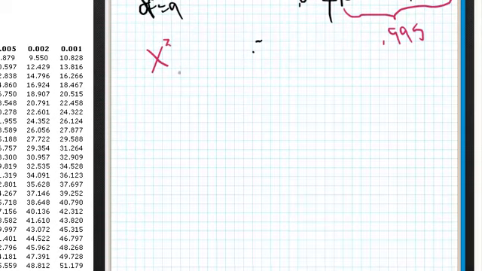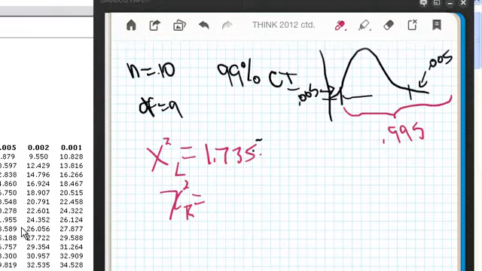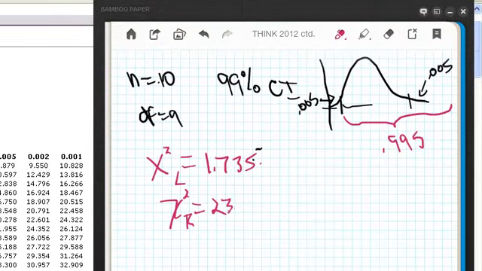So I know that chi-squared on the left is going to be, for 9 degrees of freedom, 1.735. And chi-squared on the right is going to be for 0.005, 9 degrees of freedom. Look at that. It's 23.589.